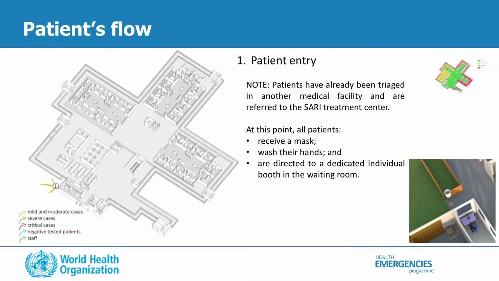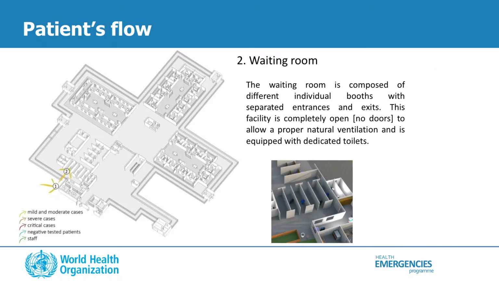Now let's see the patient's flow. First, the patient entry. At this point, all patients should receive a mask, wash their hands, and are directed to a dedicated individual booth in the waiting room. Second, the waiting room. A waiting room has several individual booths with separated entrances and exits. There are no doors fitted, which allows good natural ventilation. The waiting room has dedicated toilets.